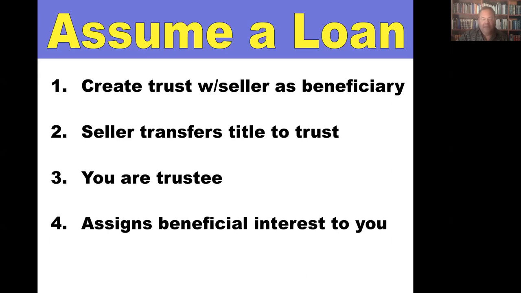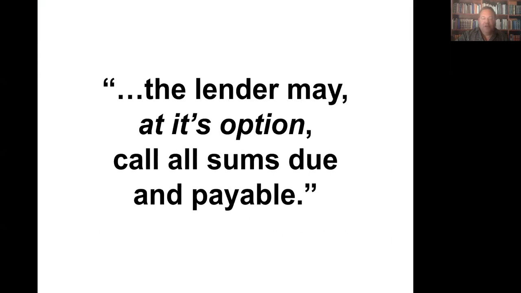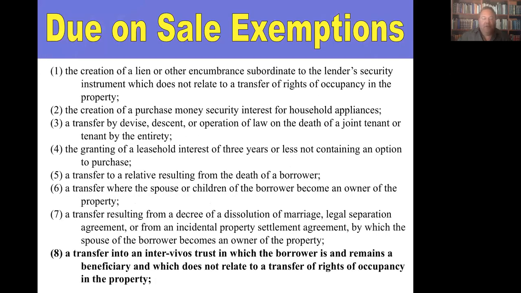And that effectively accomplishes the transfer of the property, subject to the existing loan, but the lender is not likely to worry about the due on sale clause, which is the clause in the mortgage of the seller that says, if you transfer title, the lender may at its option call all sums due and payable. Remember, it's at its option, it's not automatic. So if the bank sees a transfer from seller to the trust, they're probably going to assume what? That's some estate planning.